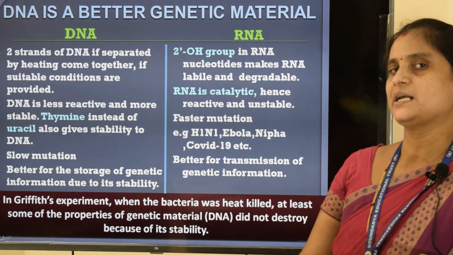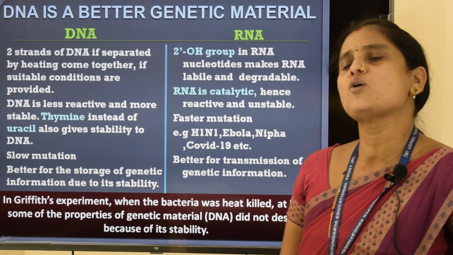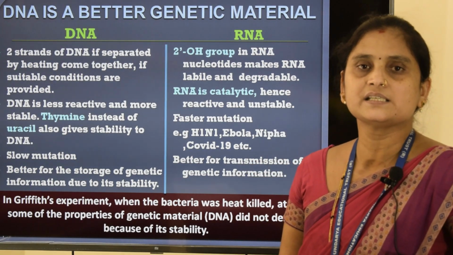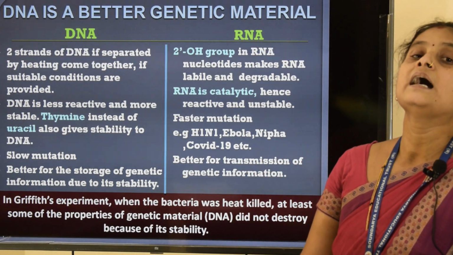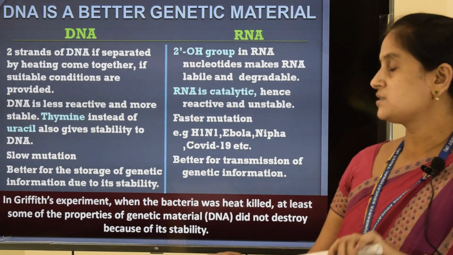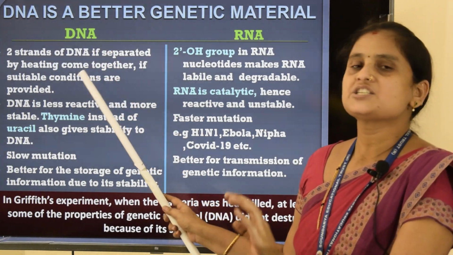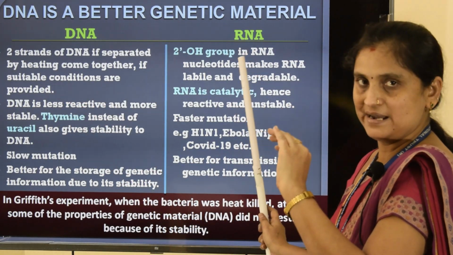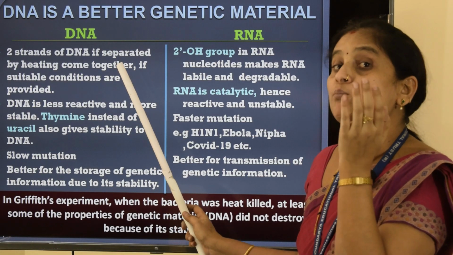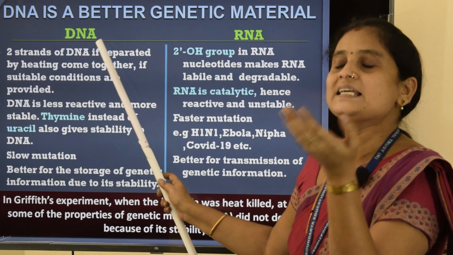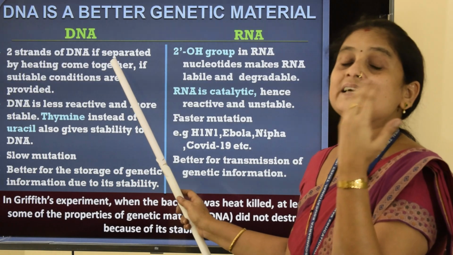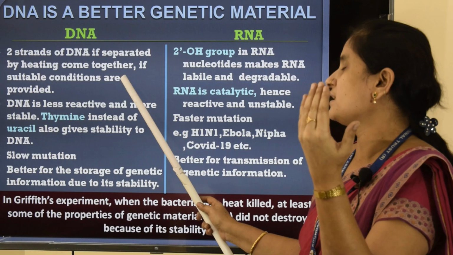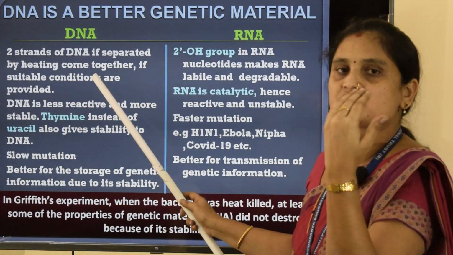Why is it better genetic material? Because it satisfies all the criteria we have just discussed that a genetic material should possess. The first is that DNA is structurally as well as chemically very stable when compared to RNA. Why is it structurally and chemically more stable? Because DNA exists in double-stranded nature, hence it is chemically as well as structurally stable.